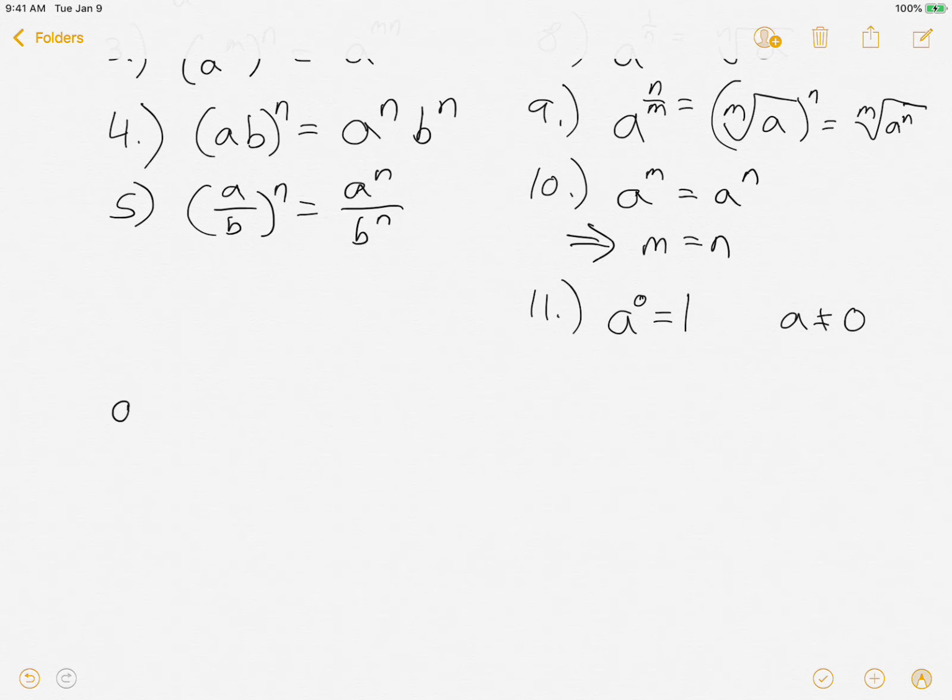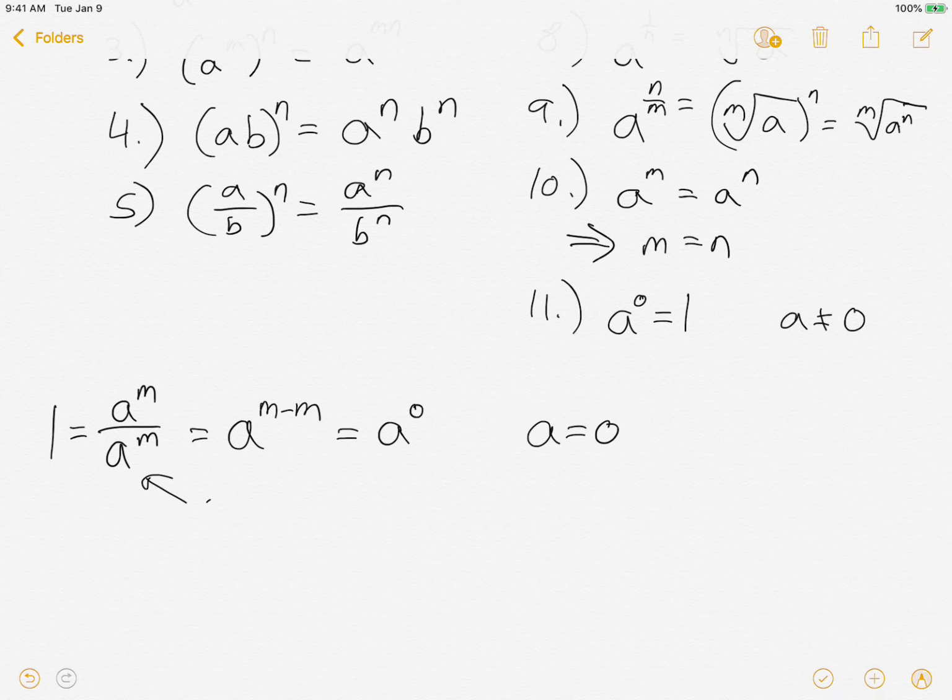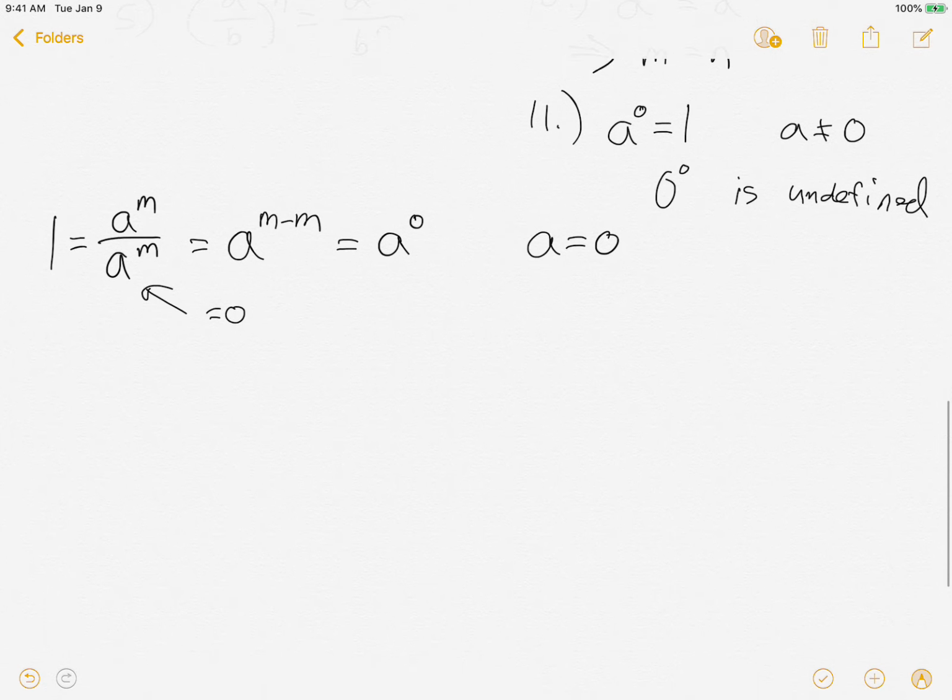If I have a to the m over a to the m, everyone agree that's 1, because anything over itself is 1. But rule number 2 says you can take the top and subtract the bottom, and it's 0. So that's where that rule comes from. And then if a equals 0, then right here on that bottom part we would have it equal to 0, which anytime you're dividing by 0, it's undefined. So in this case, 0 to the 0 power is undefined. Okay?